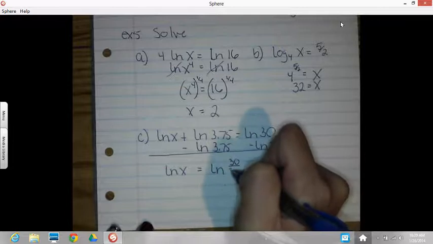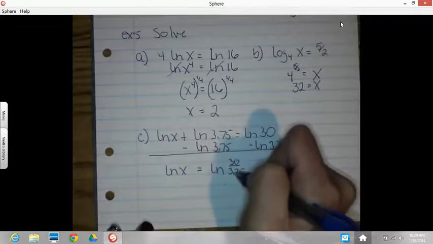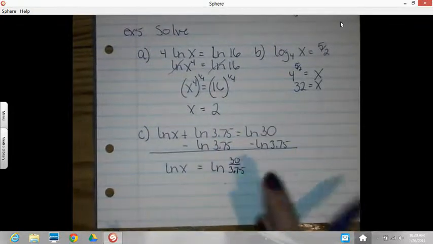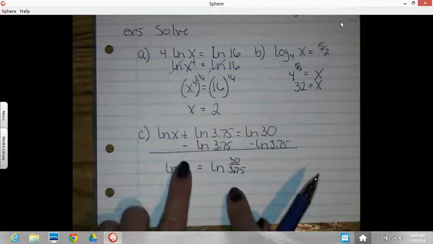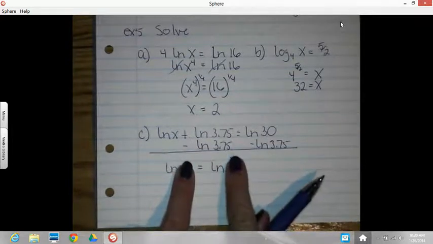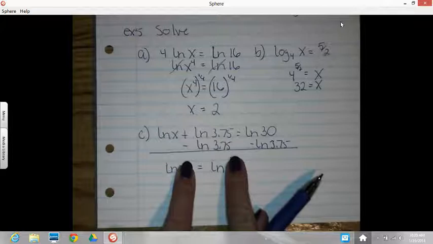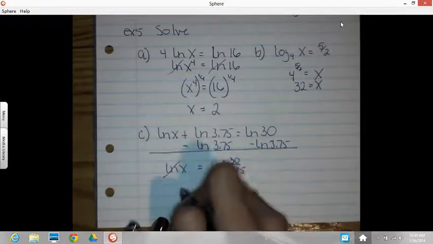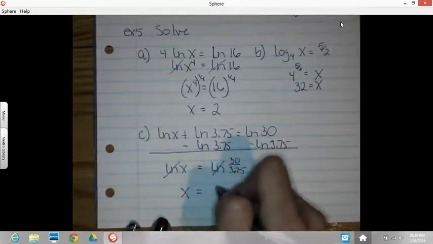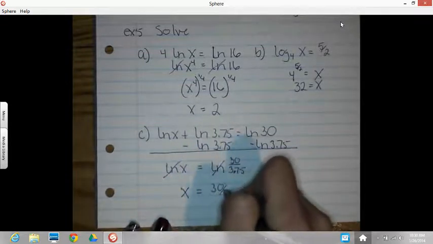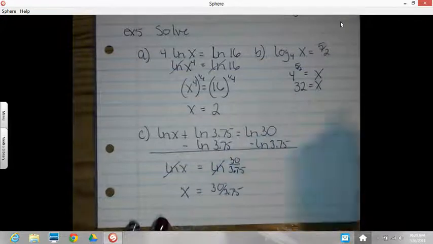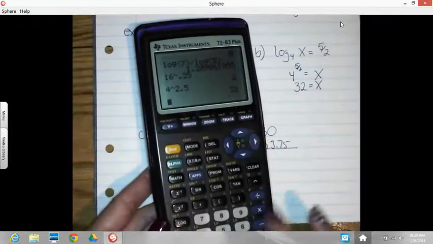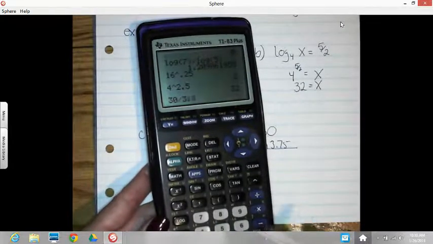Now I'm right back to where I had the first problem. I've got the natural log of something, the natural log of something. I know that those two somethings have to equal each other. So now I know these are gone. I know x has to equal 30 divided by 3.75. Grab a calculator. 30 divided by 3.75, 8.